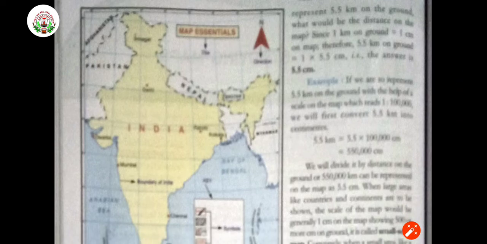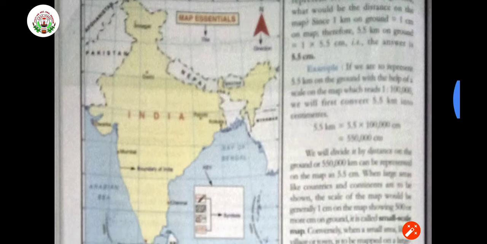with the help of a scale on the map which reads 1:1 lakh, we are going to convert it. That is 5.5 into 1 lakh. That will be 5,50,000 centimeter on the ground. Kilometer will be converted into centimeter, right? Now we will divide it by the distance on the ground, so 5,50,000 centimeter can be represented on the map as 5.5 centimeter.